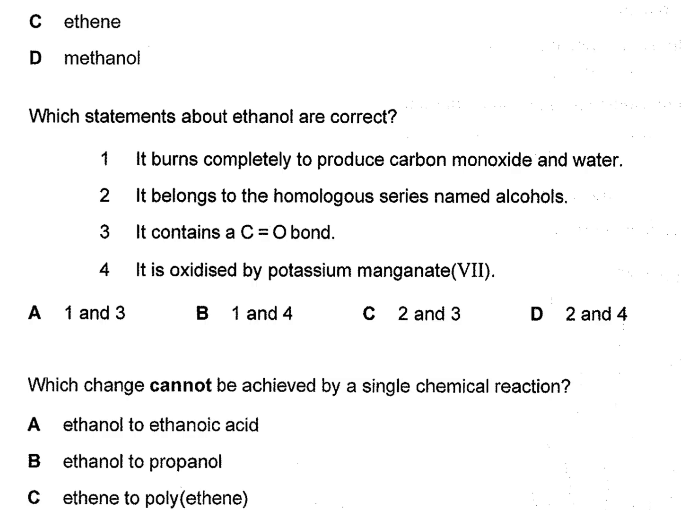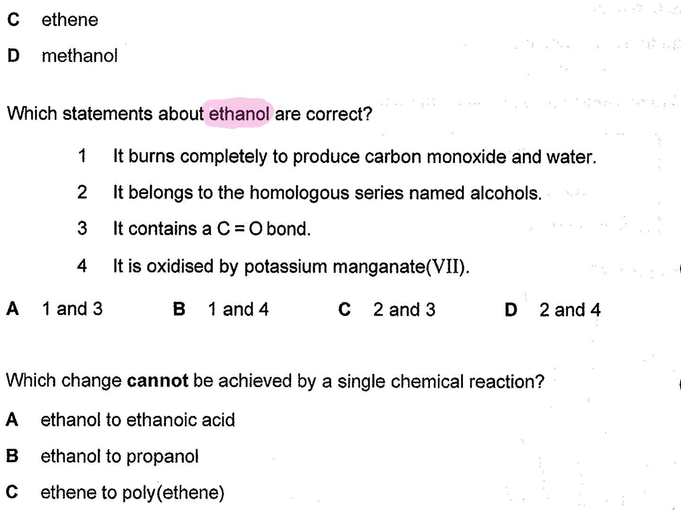You are asked to talk about the different statements that revolve around alcohol. Ethanol is a form of alcohol. Okay, and alcohol are actually good fuel, so it's usually used as alternative fuels for car. Okay, it burns completely to produce carbon monoxide and water. What's wrong with this statement? If it's not carbon monoxide, what should we be getting? Carbon dioxide, because of the word completely. So with that, A and B is out.